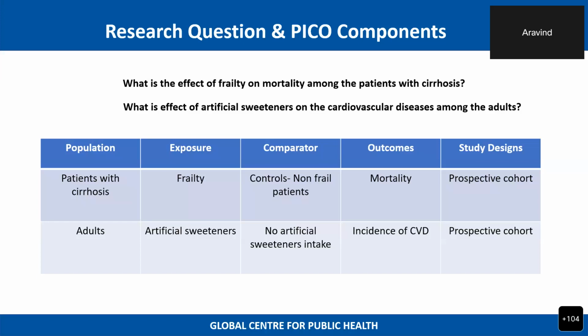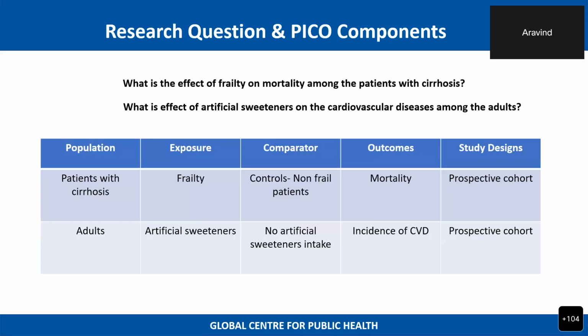Again, you have to explain whether you will take a specific type of artificial sweetener or everything, or whether you will take artificial sweeteners that have been included in the food, or whether you will be taking it as added over by the particular population. So all these things come under your inclusion and exclusion criteria description.